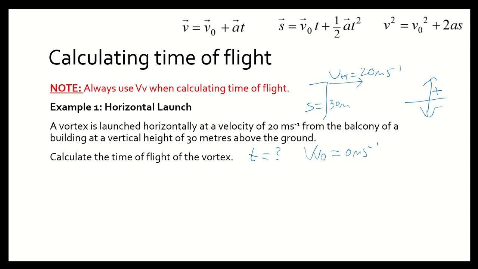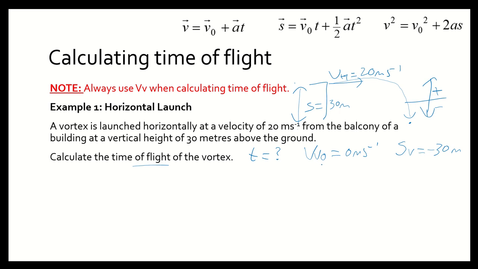The vortex is launched horizontally, velocity 20 meters per second, from the balcony of a building at a vertical height. We want to find the time of flight, so how long it's going to take the vortex, because remember it's going to go like this. It's going to hit the ground. So we want to find the time of flight. We know the vertical displacement: it's been displaced 30 meters, and it's actually going to be negative 30 meters based on my coordinate system.